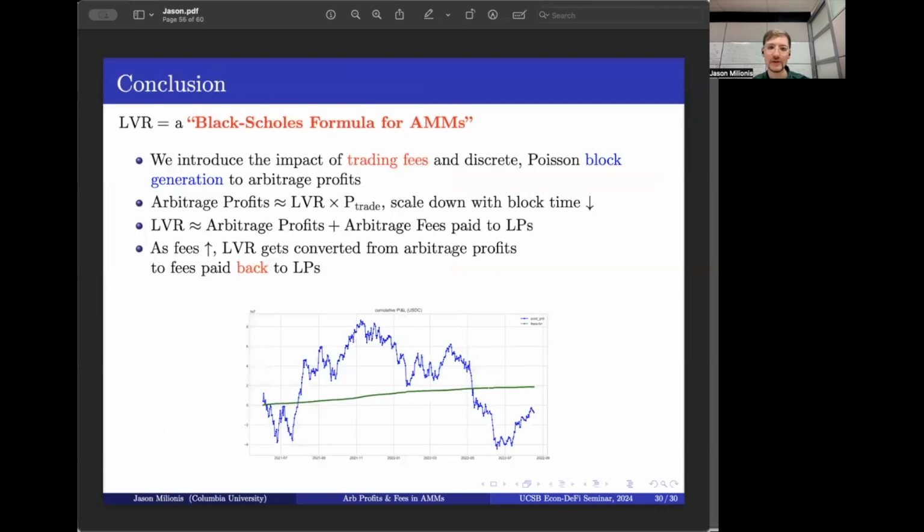I want to conclude by saying that what we consider LVR to be is basically the Black-Scholes formula for AMMs. What we did with this follow-up work is that we also introduced the impact of trading fees and block generation. We also saw that you can get very neat closed-form results in a slightly more complicated but still analytically tractable model through key assumptions that you can make. And with that, I want to conclude the talk, and thank you.